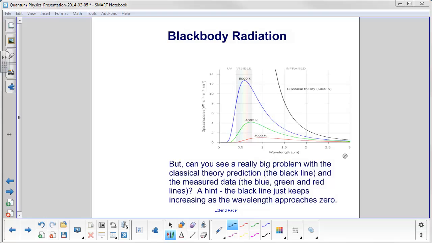However, can you see a really big problem with the classical theory prediction? Again, that's over here, this curve at 5000 K, and here's the measured data at 5000 K. And of course, green and red were also measured. This is 3000 K, this is 4000 K, but this is the one that would correspond here. So I think I've already given the hint. What's wrong with the theory?